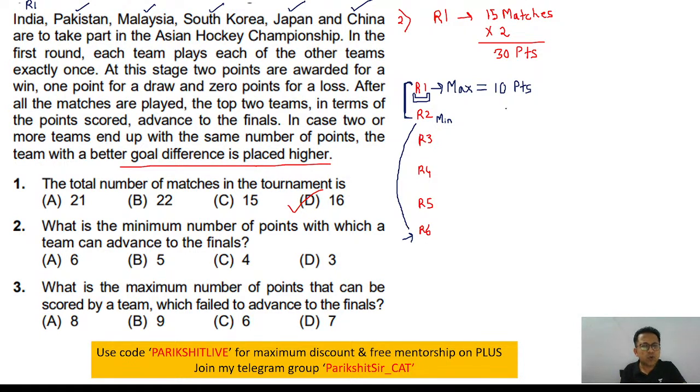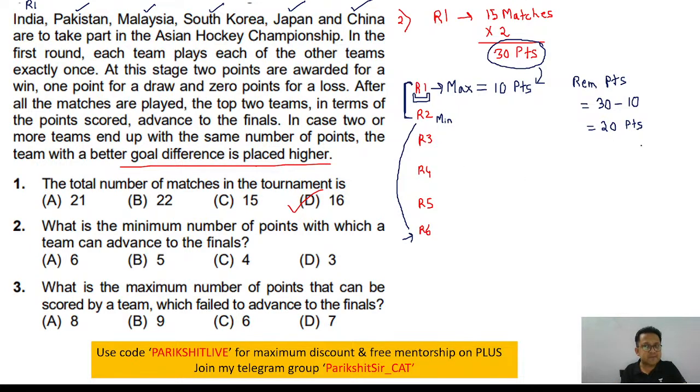How is it possible? Total there were 15 matches, so 30 points were there in round one. Say the top team got 10 points. So the remaining points are 30 minus 10, which is 20 points.